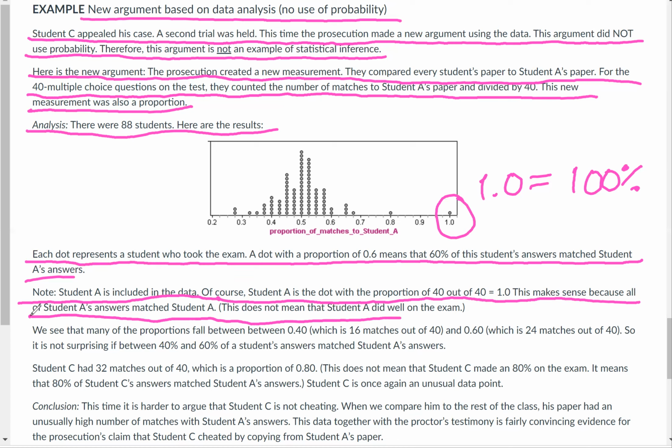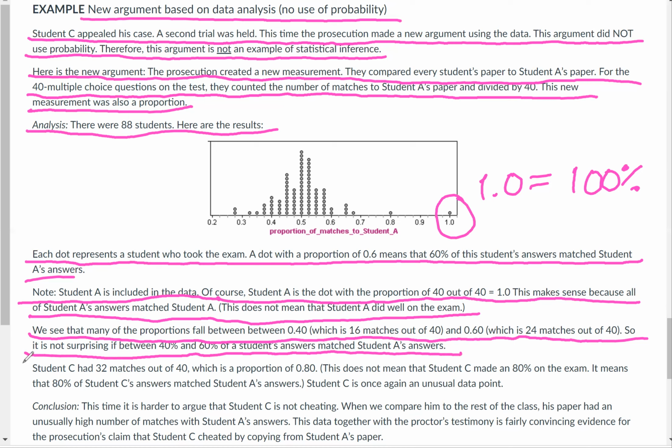This does not mean that student A did well on the exam, though. These dots aren't what percent they got on the exam. It's what percent they got the same as student A. We see that many of the proportions fall between 0.40, which is 16 matches out of 40, and 0.60, which is 24 matches out of 40. So it's not surprising if between 40% and 60% of a student's answers match student A's answers.